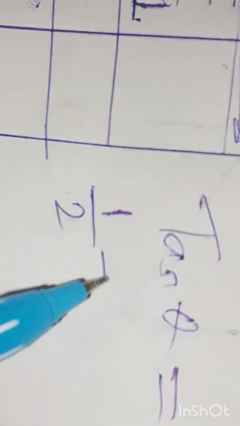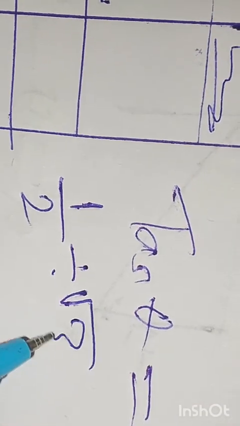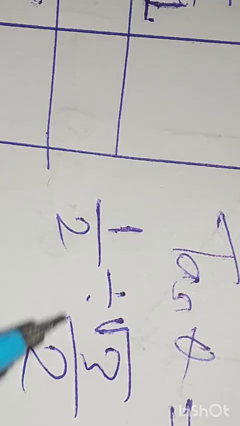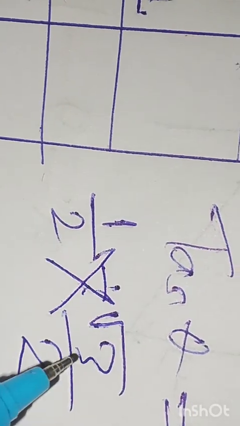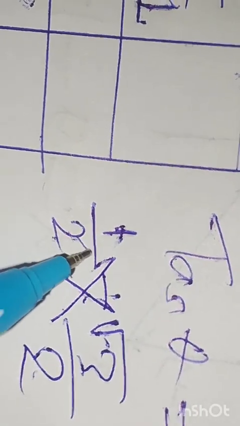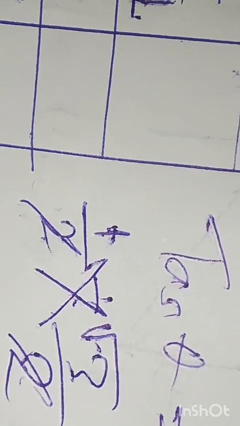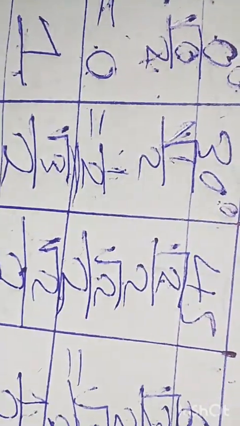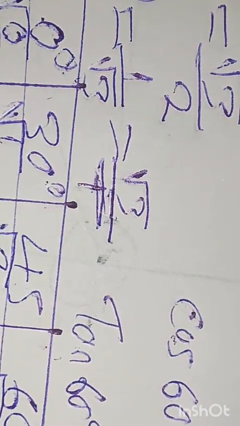So we have 1 over 2 divided by root of 3 over 2. We'll just cross multiply. So this will go here, this will come here, this will go here. The 2 and 2, since they are both denominators and you're cross multiplying, will cancel each other. So you only have what? Root of 3. So that's why tan 30 degrees gives the answer root of 3.